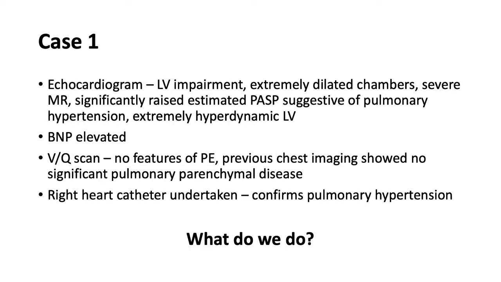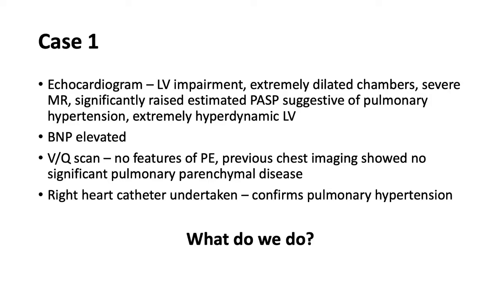But he went on to have an echocardiogram, which showed some significant LV impairment, extremely dilated chambers, significant MR, which was felt to be functional by virtue of the annulus of the mitral valve being pulled apart by how big the cardiac chambers were, and a raised estimated pulmonary artery systolic pressure suggestive of pulmonary hypertension, and an extremely hyperdynamic left ventricle, in a high output state in view of his significant anemia.